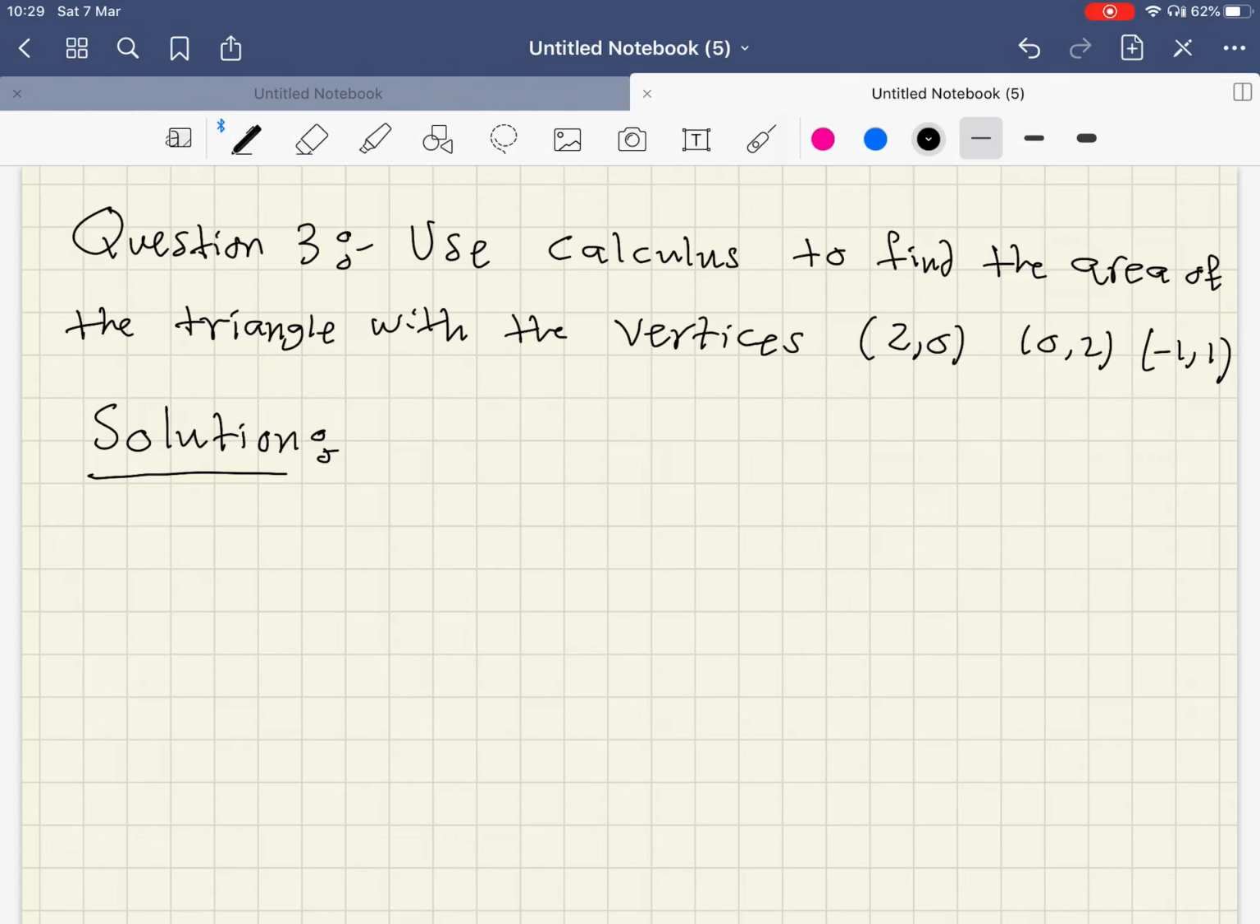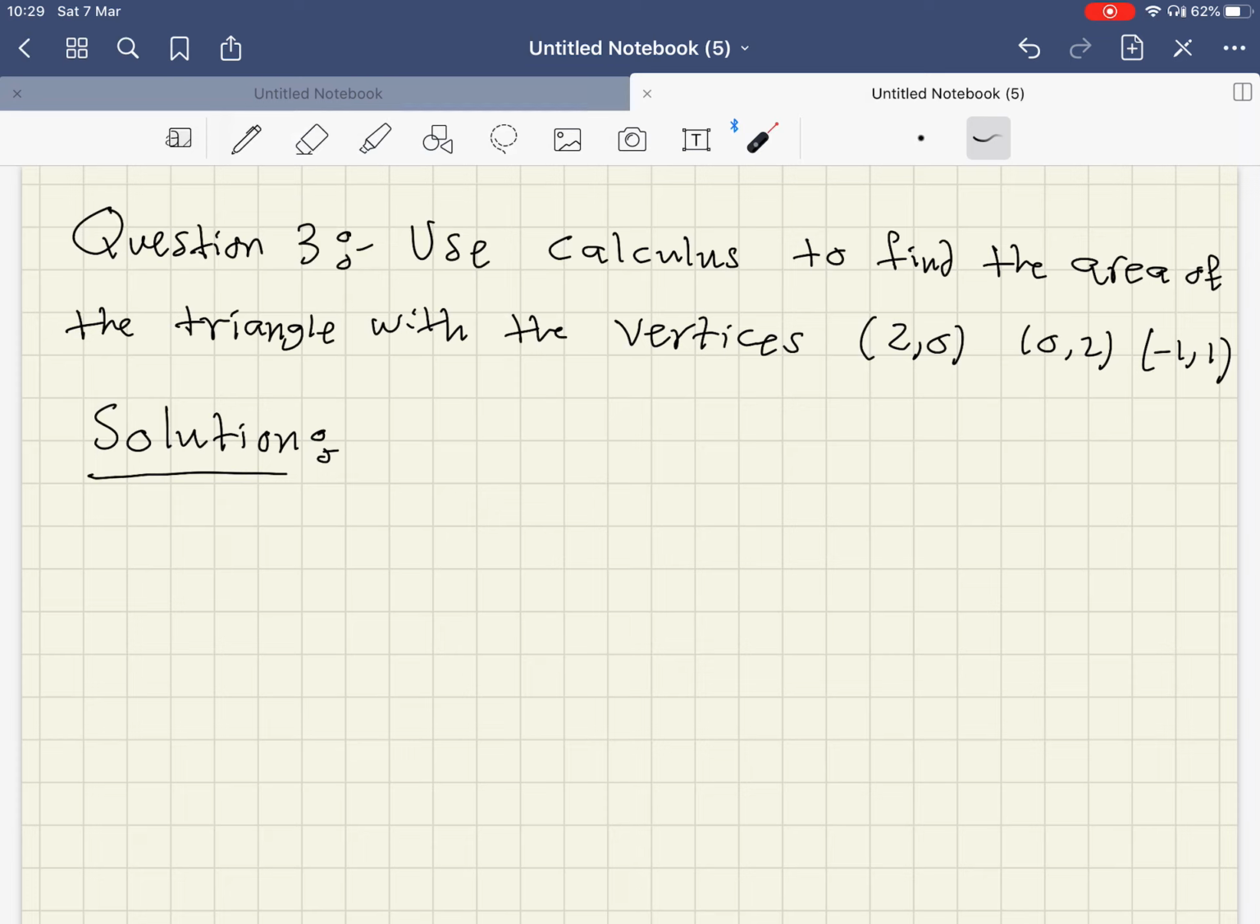Okay, welcome back. Now we're still in section 6.1 talking about the area, and this is question number 3 that we want to solve. It says to use calculus, which means we need to use integration to find the area of the triangle with those vertices. So I have 3 points, they will form a triangle, and I need to find the area of the triangle.